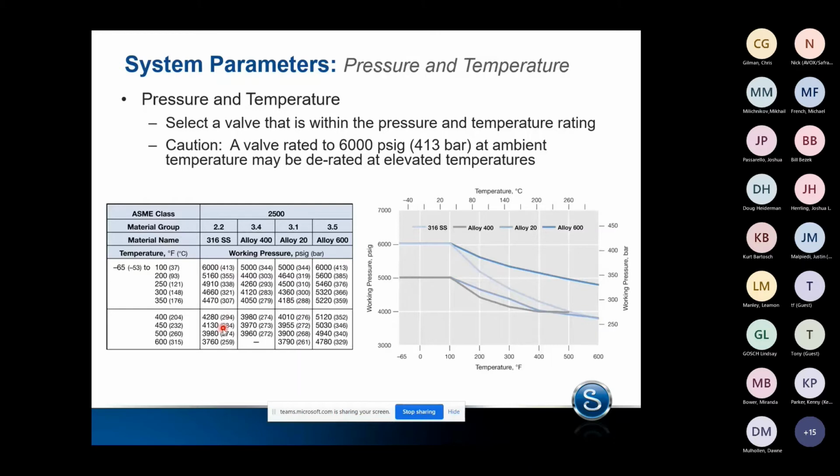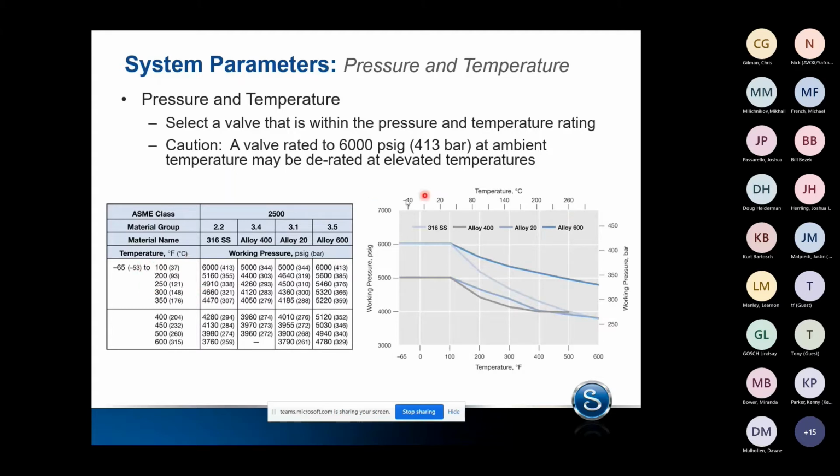And what you're going to notice is as we increase the temperature, we reduce the system pressure that the valve is capable of. This particular valve is broken out by valve material, whether it's 316, whether it's Alloy 420 or 600, which is your Monel, Hastelloy, and Inconel. Each of these is going to operate a little bit different. You're going to see some similarities, but ultimately, with any valve, as we increase the temperature, we're going to reduce the potential that valve is going to be able to hold back pressure.